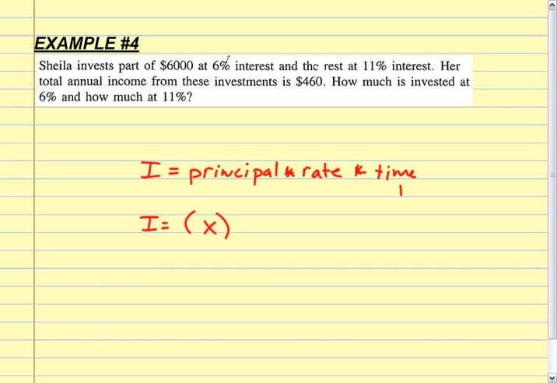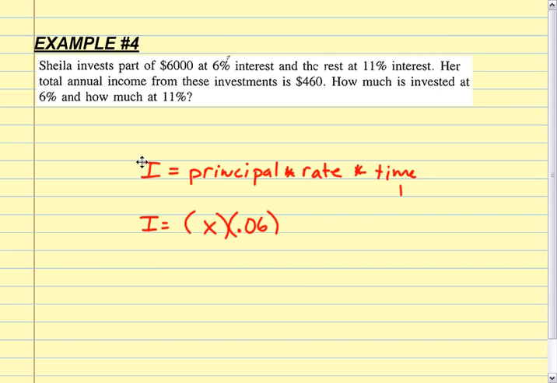Now, the rate was 6%, but I can never use percent in an equation like this. I have to write it as a decimal. Can you tell me what that is as a decimal? What, 6%? Yeah. 0.06. Perfect. This is how much money I made from the first investment.